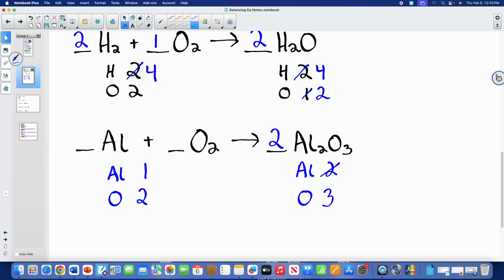Okay, that gives me how many Als? 4. How many oxygens? 6. Good. Right, now what would we do? Kylie? We put 4 Al and then 3 O2. Right, 4 Al and then put a 3 there. We good now? Are they in the lowest whole number ratio? Yes. There's no greatest common factor, right?